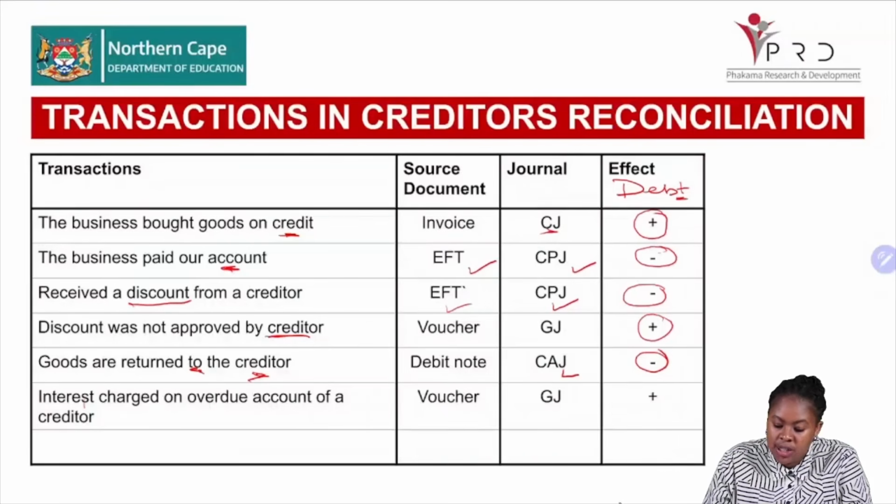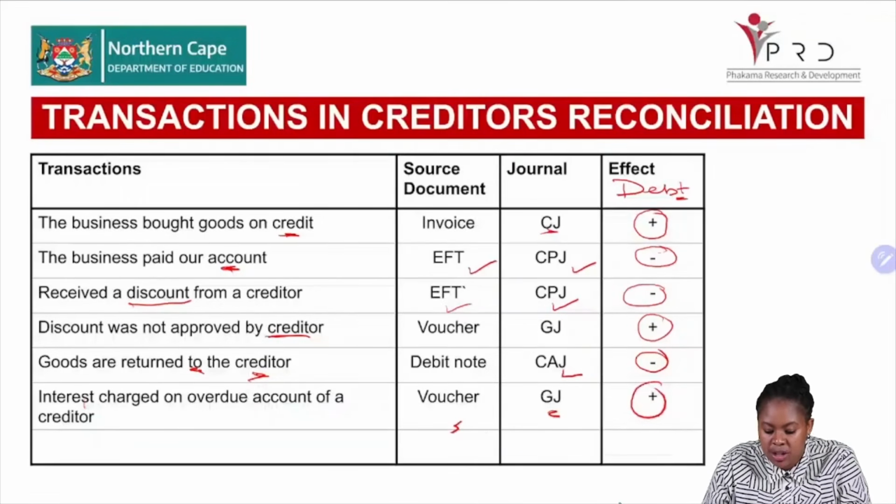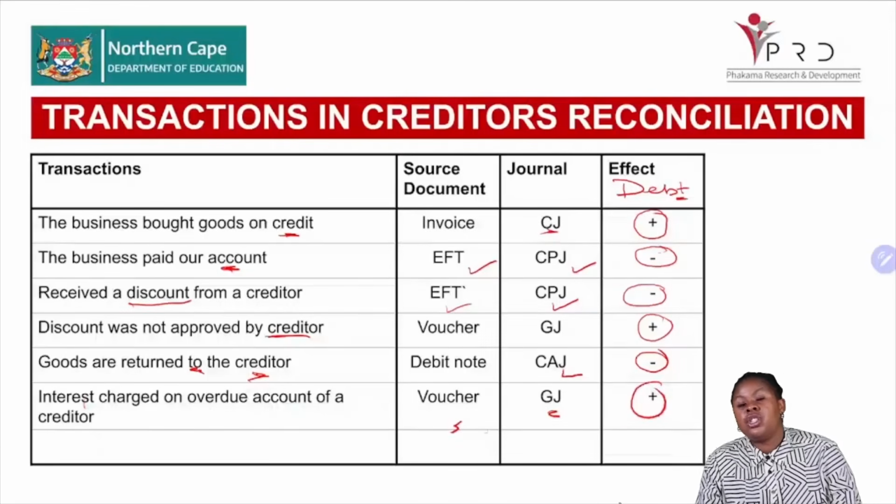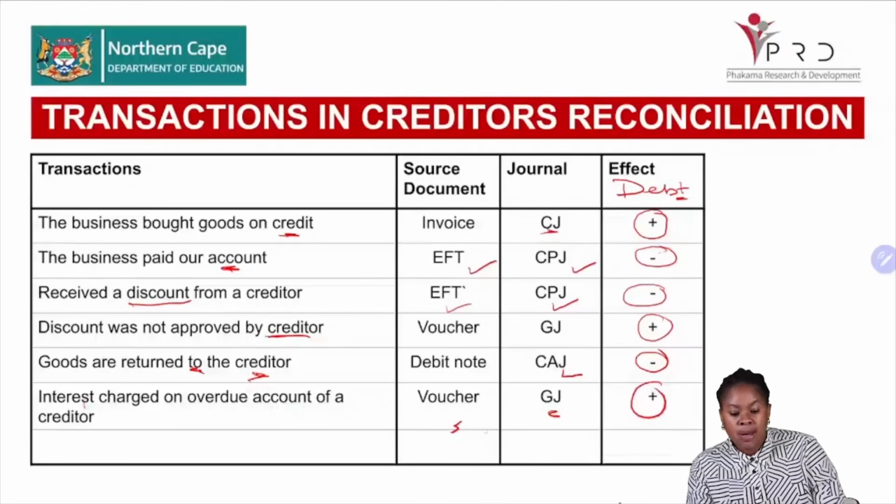And then it's a CHA transaction because it's returns, and then interest charged on an overdue account. So if we do not pay on time and so forth, then the creditor will obviously charge us interest, and that will increase our debt. And this is a GJ transaction because it's a non-cash transaction. And the source document for the GJ is a journal voucher.